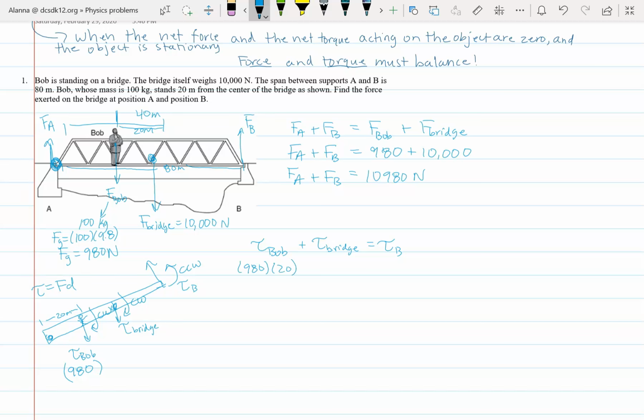And what is the torque from the bridge? Well, we're going to pretend that since this bridge is uniform, all of its mass is concentrated in its center of mass, so at 40 meters from the axis of rotation. So the torque from the bridge is going to be the force of the bridge, and there's the 10,000 there, times its distance from the axis of rotation. So that's going to be 10,000 times 40.